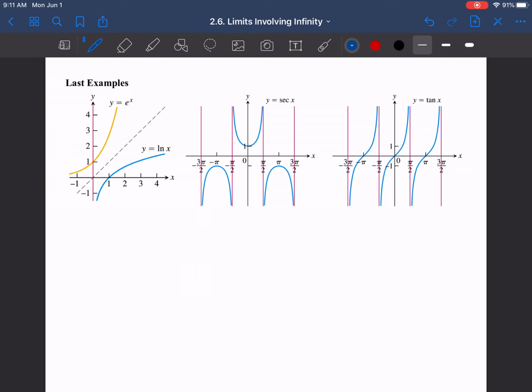Okay. Last, just some little examples you can take a look at of some vertical asymptotes and things like that. Here you have a horizontal asymptote, but remember, the inverse function of e to the x is natural log of x, so a horizontal asymptote becomes a vertical asymptote there. And then here, secant and tangent, you can look and see they have vertical asymptotes in those graphs. And you can take a look at that.